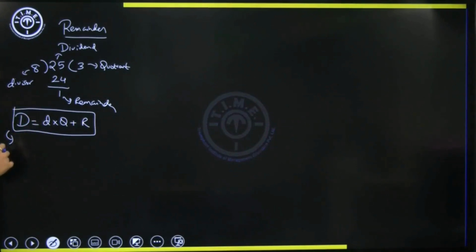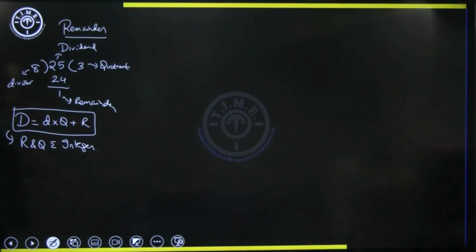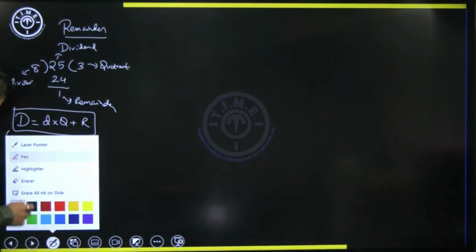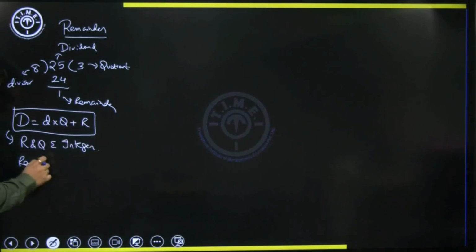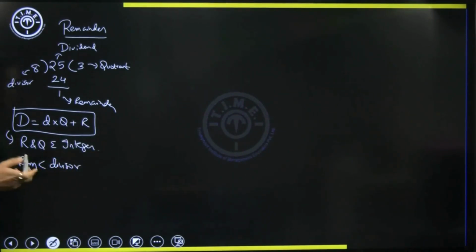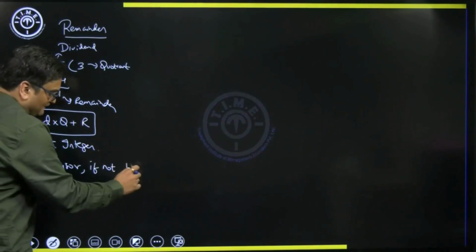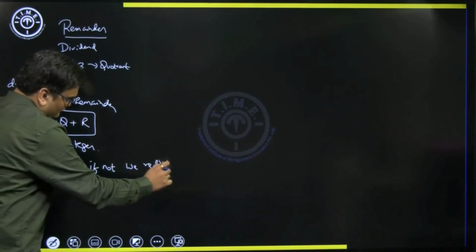In this equation, the two variables quotient and remainder have some special properties. Remainder and quotient must always be integer values; in fact, we generally keep them non-negative in the discussion. Also, the remainder will be less than the divisor value. The remainder has to be less than the divisor. If it is not less, we redivide. Let me explain what we mean by redivide.